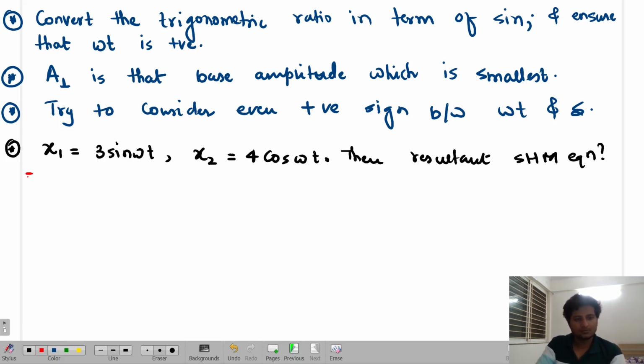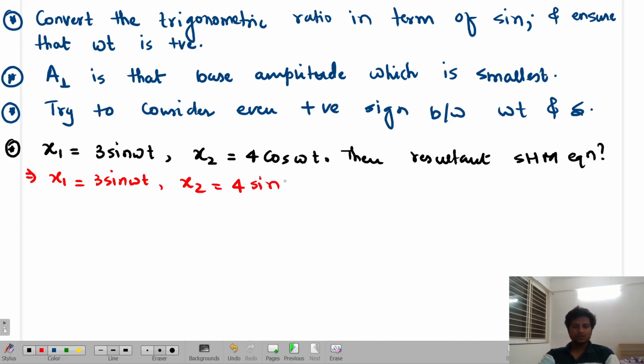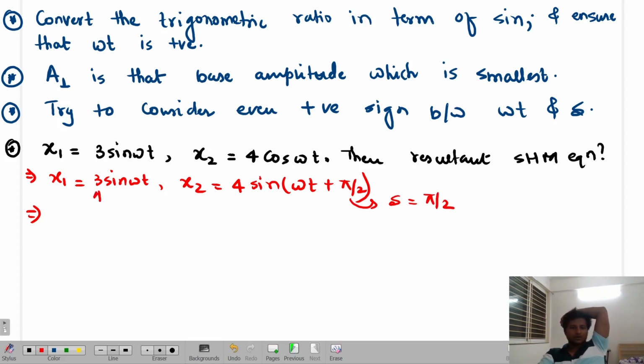See, x1 is 3 sine omega t, है ना? But x2 is cos. So x2 I have to convert it in sine or not? So cos can be written as sine omega t plus pi by 2, है ना? That is cos omega t only, isn't it? So initial delta you got. Delta is how much? Pi by 2. A1 is 3. A2 is 4, isn't it?